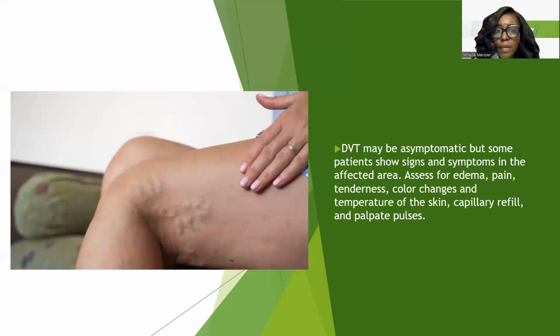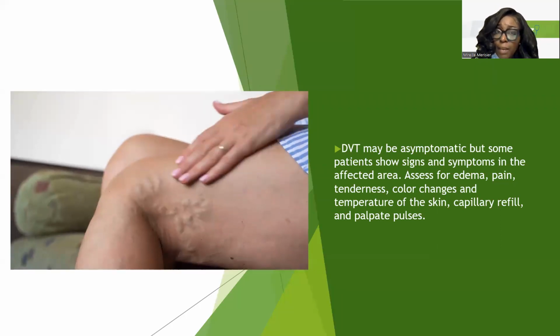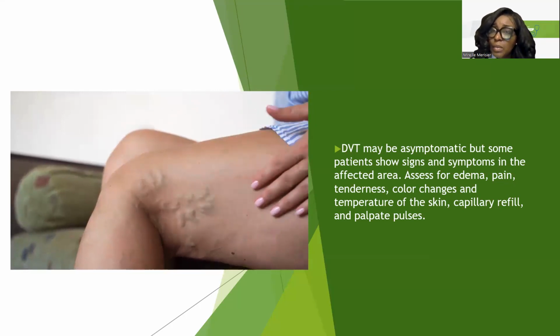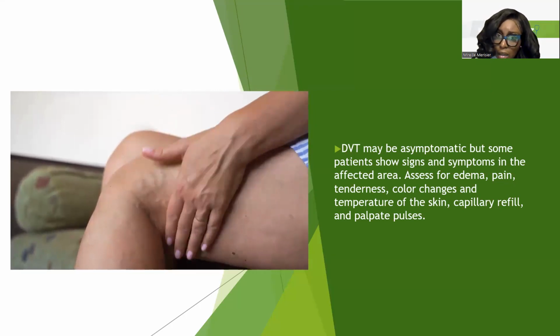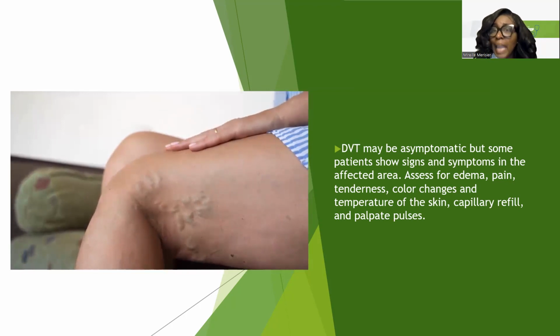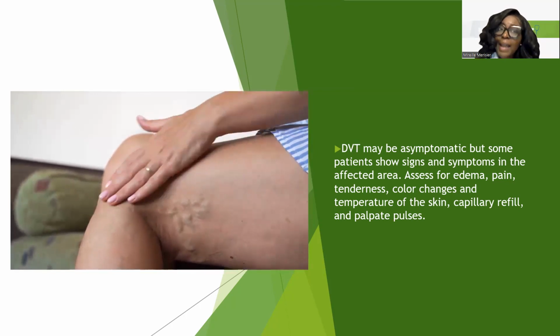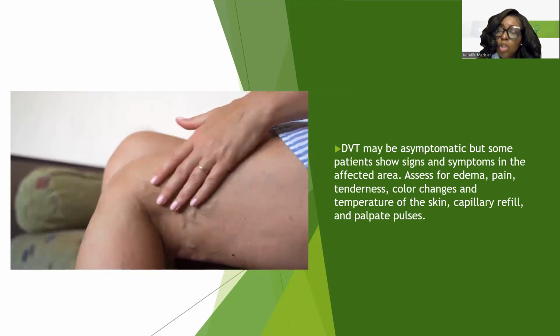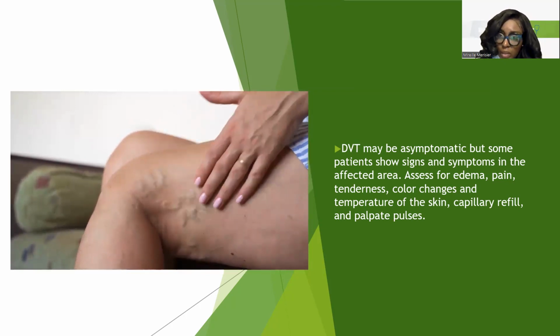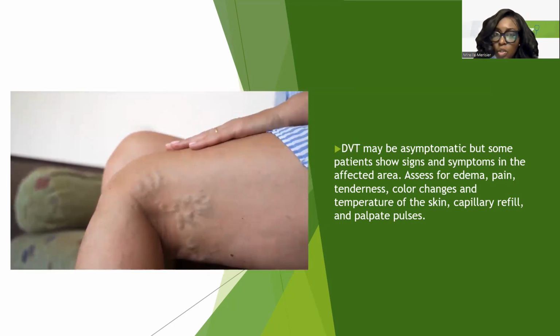Again, patients that have DVTs may be asymptomatic, okay? But a lot of them have signs and symptoms to that affected area. So you're always going to assess that area for edema, for pain, for tenderness, for color changes, and temperature of the skin. You're going to be checking capillary refill. You're going to be palpating pulses. You don't want them to lose that extremity, okay?